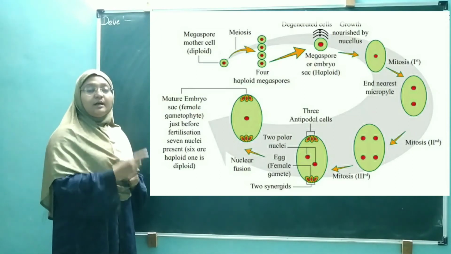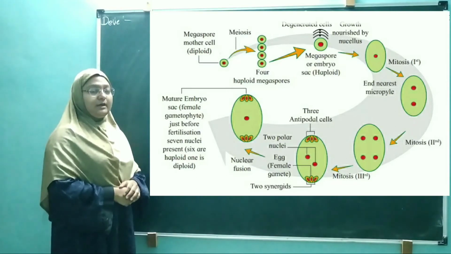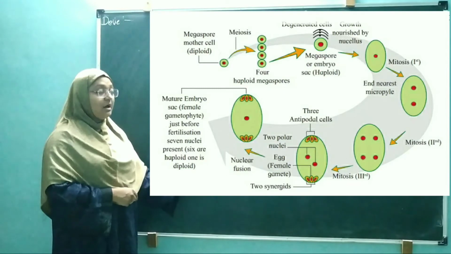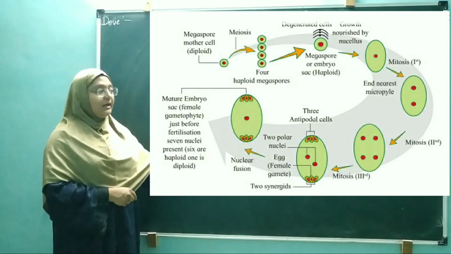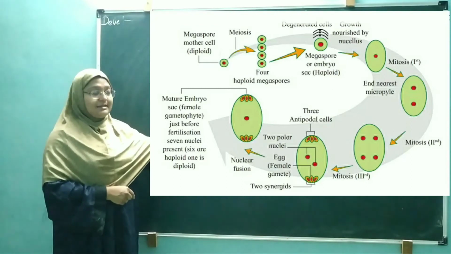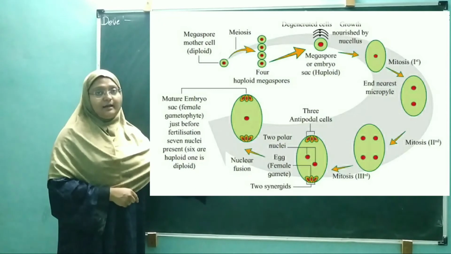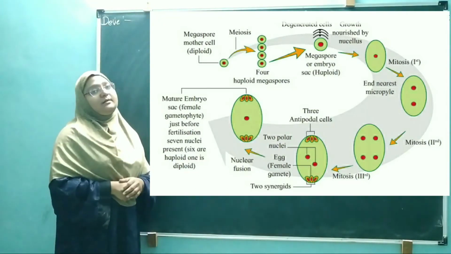Due to this, the 8 nuclei get formed. These 8 nuclei arrange themselves towards the chalazal end and towards the micropylar end. See in the diagram: 3 nuclei go towards the chalazal end, another 3 nuclei go towards the micropylar end out of the 8, and the 2 remain in the center.